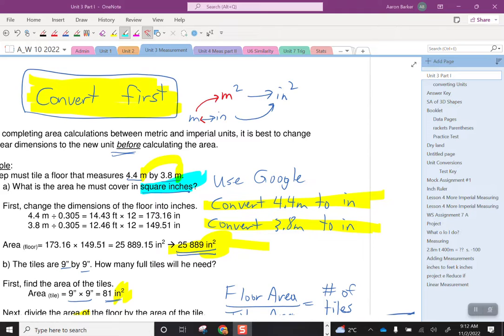So this way you don't have to worry about fractions and stuff like that. You can just use decimals. So you get 173.16 times 149.51, and you go right into your answer. Okay. And you see on the final answer, they did round it to the nearest whole number, which is kind of common as well. Okay.